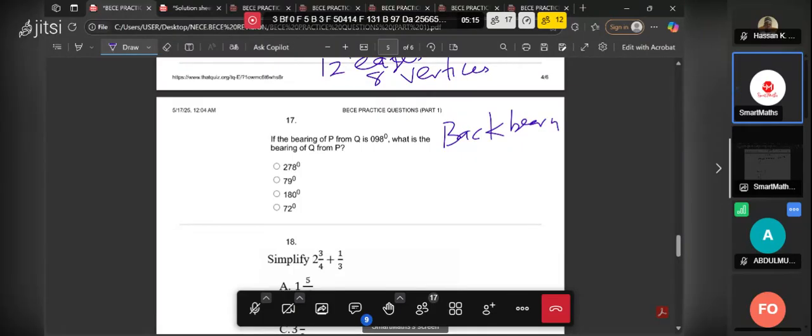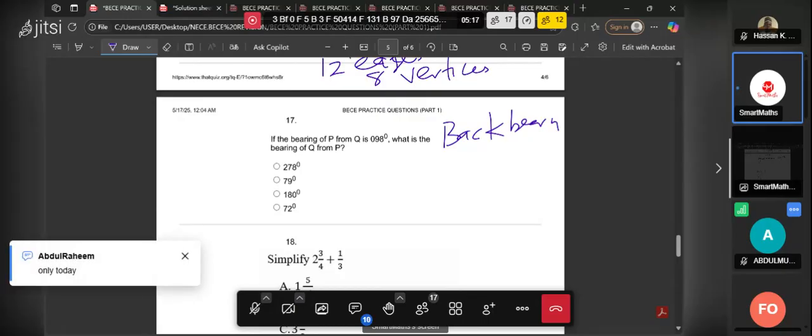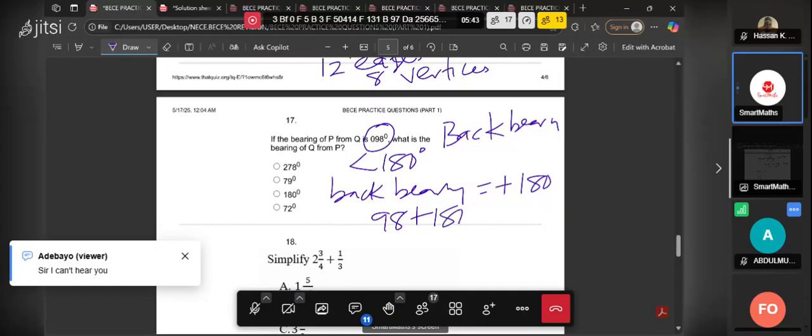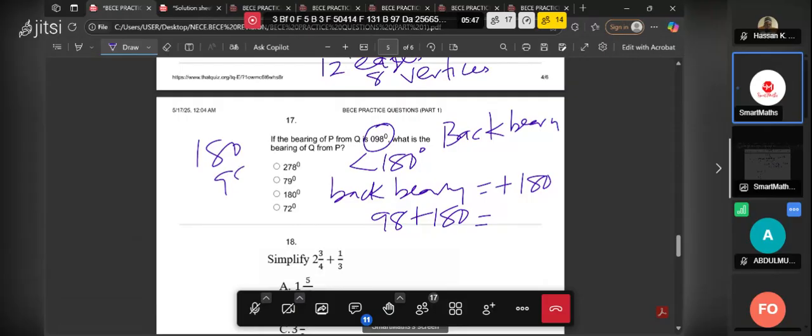So when you have it this way, I'm going to show you a shortcut now. If the angle given is less than 180 degrees, the back bearing will be the angle given plus 180. You add 180 to it. That means 98 plus 180 degrees, which is 278.